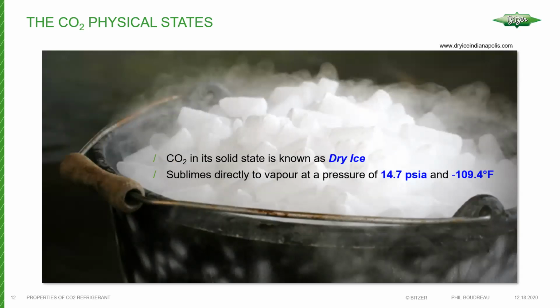So now let's talk about the physical states of the CO2. Initially here, we're looking at CO2 in its solid state, which, as I mentioned, is dry ice, which sublimes directly to a vapor at a pressure of 14.7 psia. And that corresponds to a temperature, by the way, of minus 109 Fahrenheit. I didn't mention that on the previous slide, but very, very cold.